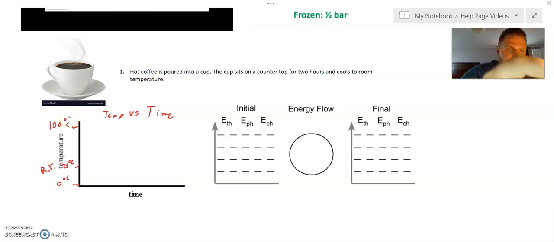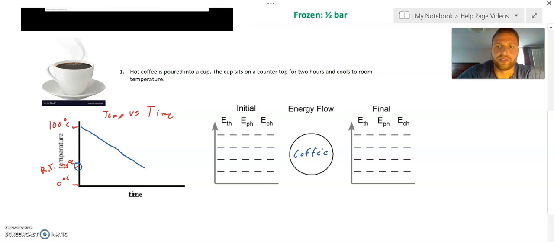So hot coffee is typically made with boiling water, and if it cools, we're going to start at 100. If it cools for 2 hours, we're simply going to have a downward slope until we hit room temperature here. So that's what we have to describe here now on our LOL chart. So what's our system? We could call it coffee.